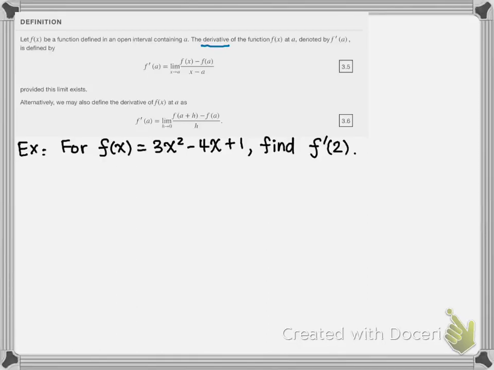The derivative of a function f of x at the point a is denoted by f prime of a and is equal to the limit as x approaches a of f of x minus f of a all over x minus a. And you might notice that that limit looks like the definition of the slope of a tangent line. And you are correct. They look the same and they are essentially the same, except now you have a new name. It's called the derivative.